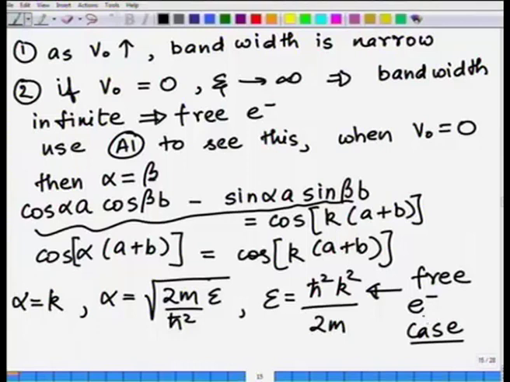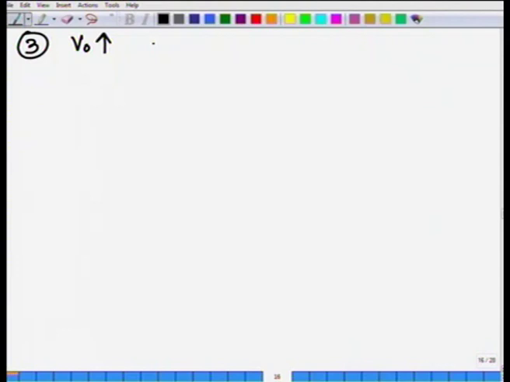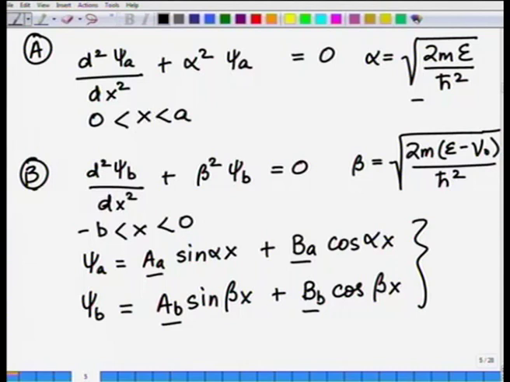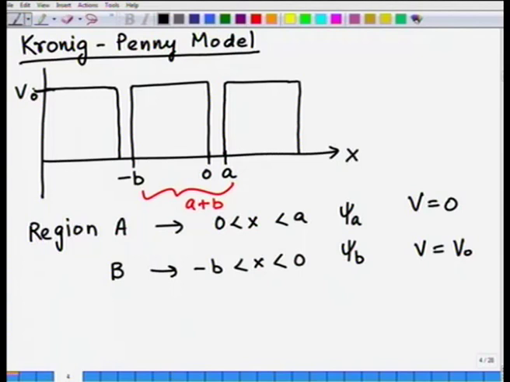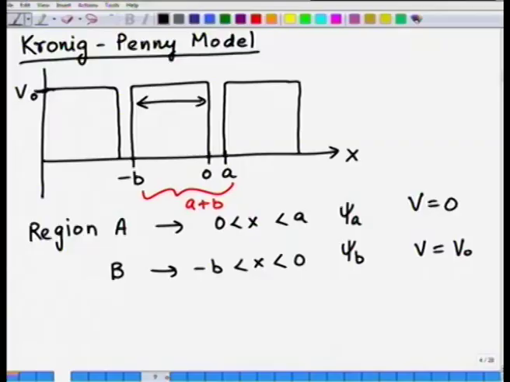Similarly, you can do the third case also, if V 0 tends to infinity, that means you have infinite potential, very, very large potential. In order to have a finite strength, simultaneously we will ask this question: this V 0, which I am plotting here, is V 0 right here. When this V 0 is going to infinity, then simultaneously we are going to demand that this width B also is very, very thin, almost tending to 0. Then only this can be analyzed, and simultaneously we are going to ask that B goes to 0.